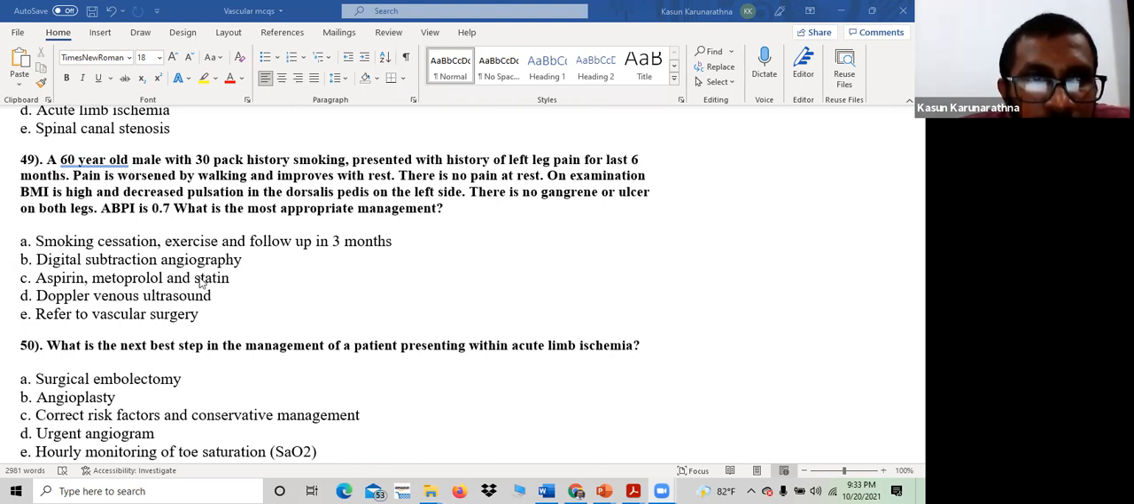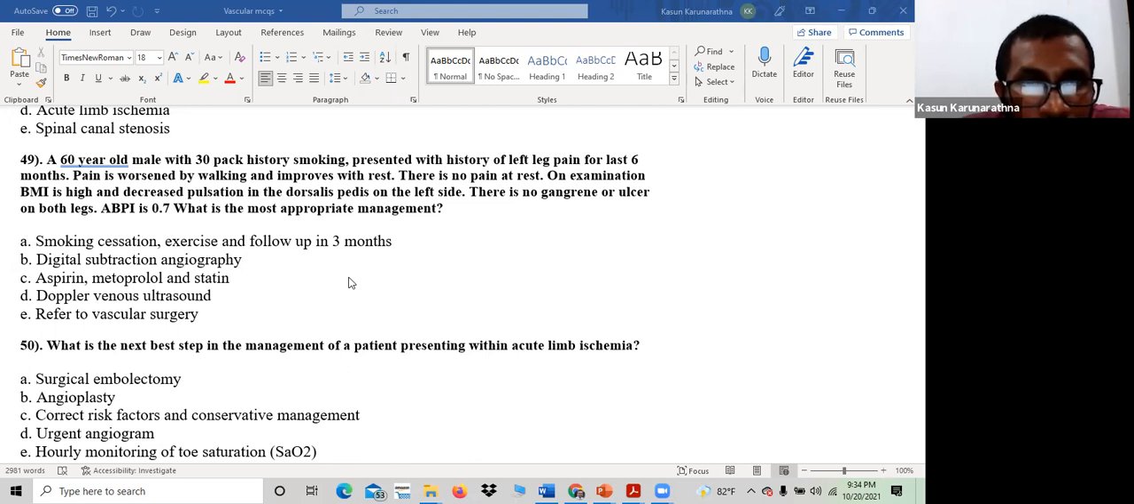DSA, what do you do by DSA? That is mainly done as an intervention, a therapeutic procedure, right? And with Doppler ultrasound, you can't get anything. Refer to vascular surgery. Okay. And yes, the answer should be smoking cessation, exercise, and follow-up in 3 months. That should be the best answer. Apart from these 5 answers, that is the best answer.